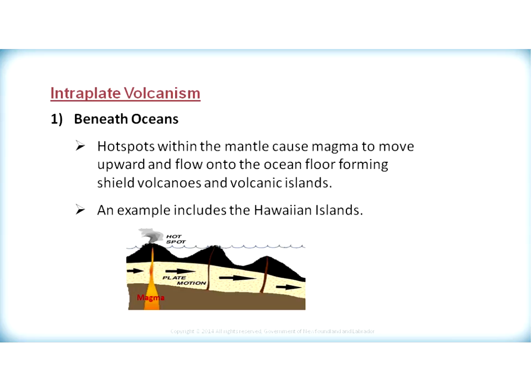Let's look at the first location where intraplate volcanism occurs, and that is beneath the oceans. Hotspots within the mantle cause magma to move upwards and flow onto the ocean floor, forming shield volcanoes and volcanic islands. One example would be the Hawaiian Island chain that's located within the Pacific Plate in the middle of the Pacific Ocean.